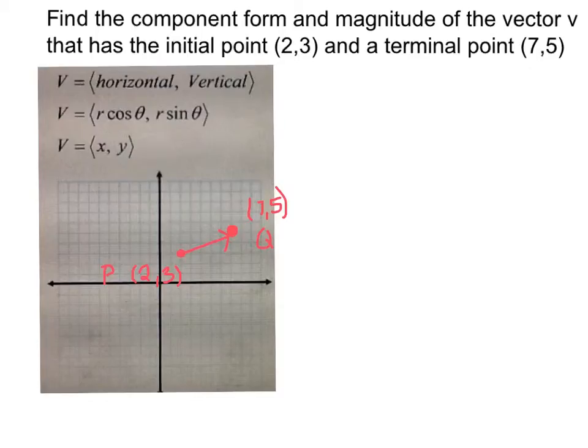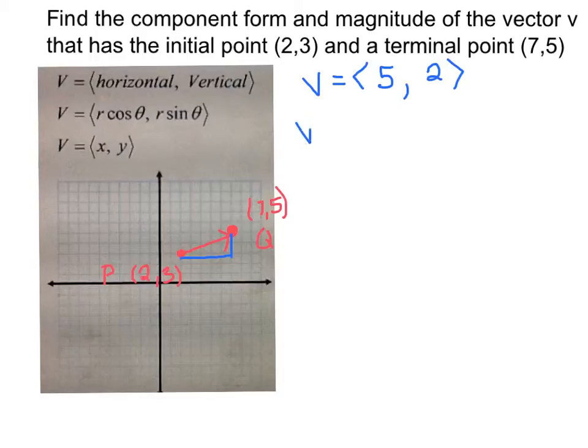So if I was going to compare this one right here to find the vector in component form, I'm looking at my horizontal distance. Well, to get from here to here is a horizontal distance of 5. And my vertical distance from there to there is 2. But mathematically, we need to be able to prove it as well.